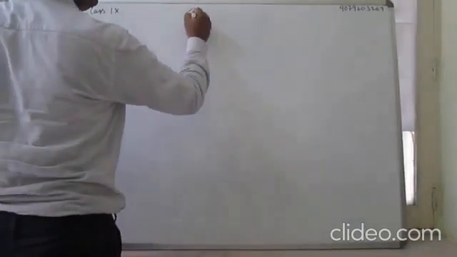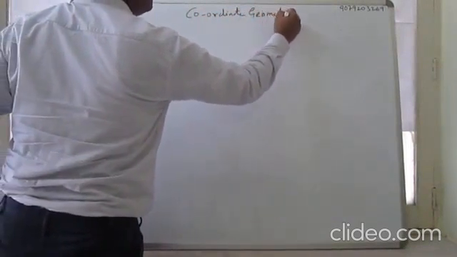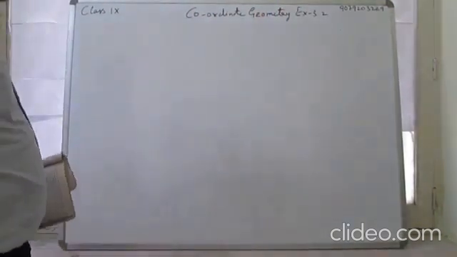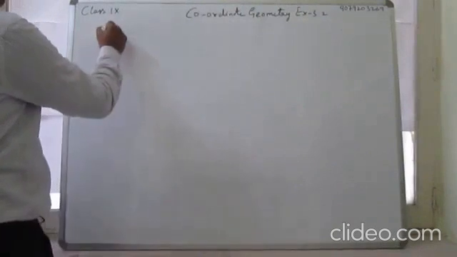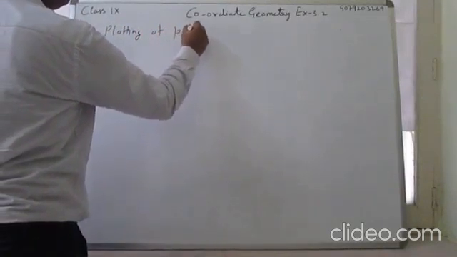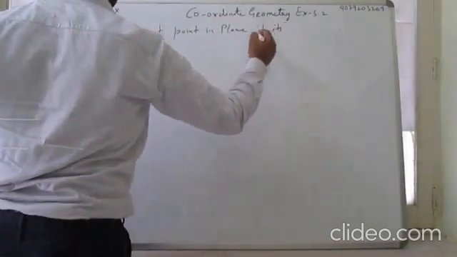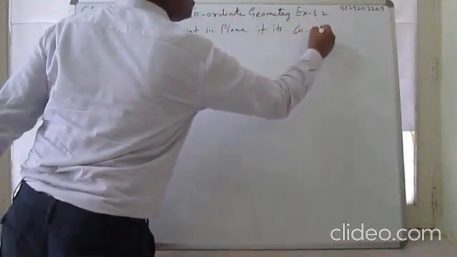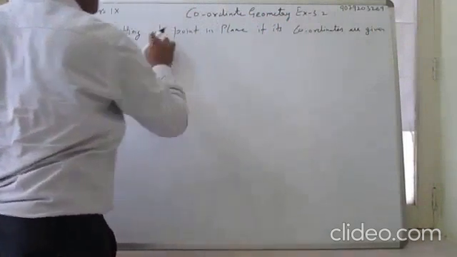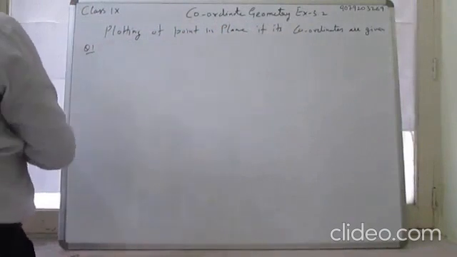Chapter 3, coordinate geometry, exercise 3.2. Plotting of points in a plane if its coordinates are given. Plotting of points in a plane if its coordinates are given.